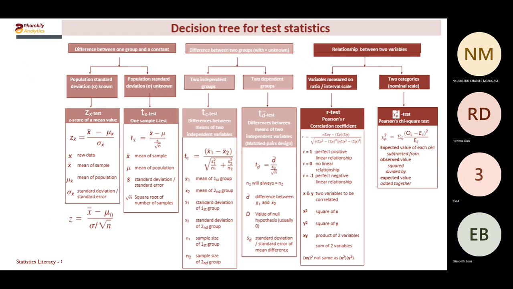I said two groups. Oh, I made a mistake. You're doing it for one group, one population group, right? Sorry, my bad. So you're going to use the t-test for one sample t-test. And also, you're going to calculate the test statistic.